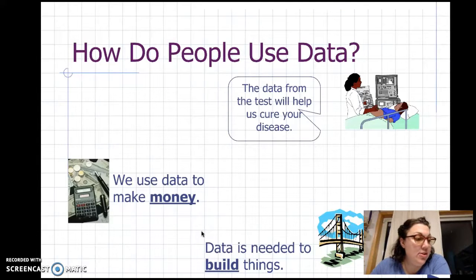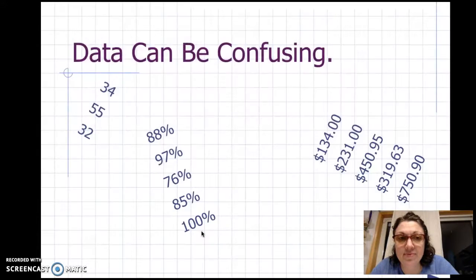People use data to make money. We use data to help us solve problems. Data is needed to build things. But data can be confusing. Lists of numbers can get really overwhelming and hard to remember and hard to compare. So what can we do with all that information?